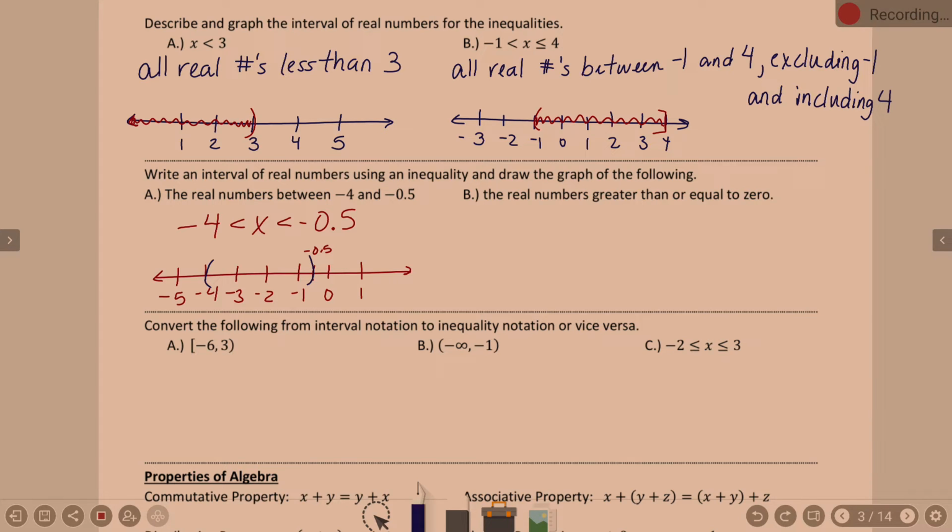Are you talking about through the little tick mark? Yes, through the tick mark, because it is at that number. Is that the question I should be answering there? Yeah. Okay, so your graph should look something like that, right? And notice my parentheses are opening in towards wherever the shading is.